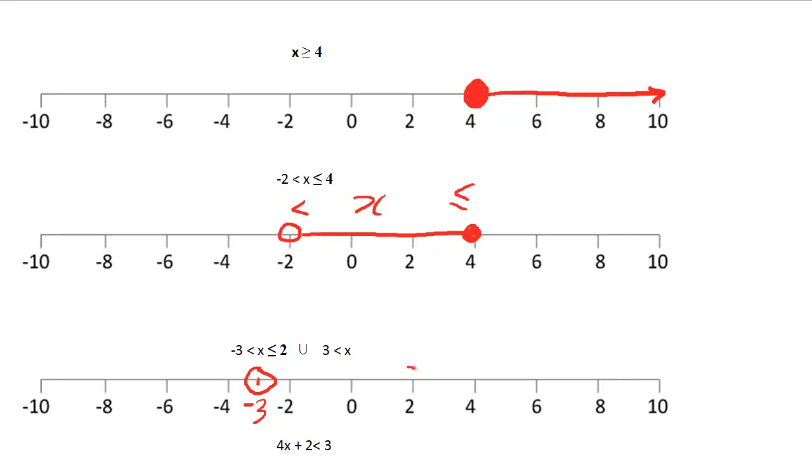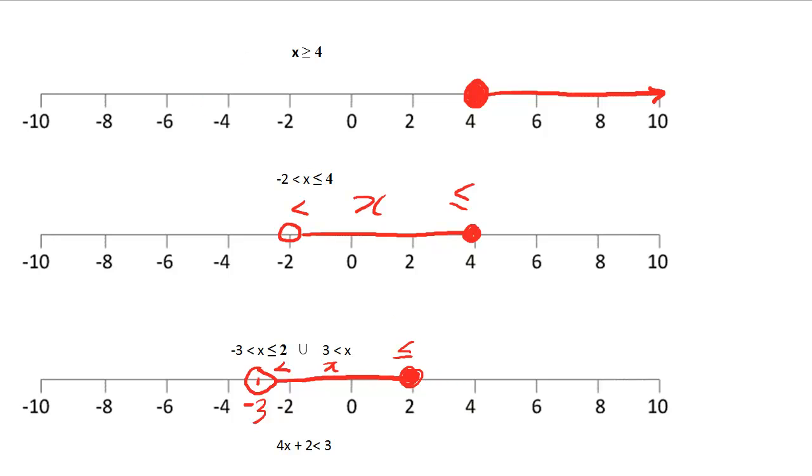And we want to be less than or equal to 2, so we fill that in. And then we draw the line connecting those two. Remember, that says less than or equal to, that's greater than, our x's want to be between here and here. So therefore, empty circle, and we have a filled circle here.